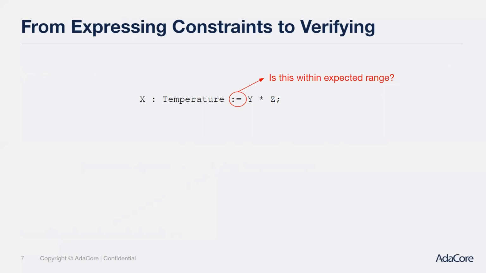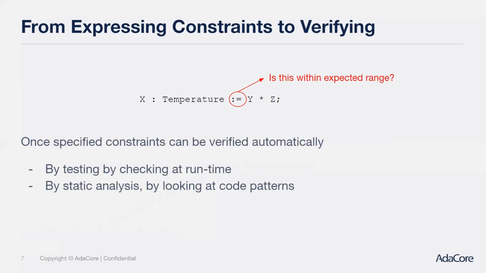So this is how you express. How do you verify? So let's take this example. I'm reusing that temperature type. I'm declaring here a variable named x, which is of this type, and I'm assigning to that variable the result of a multiplication y times z. How do I ensure that the multiplication is within the range that I expressed before? Traditionally, again, there are two ways. I could do testing and test various values and make sure that I don't have an error here. Ada will actually insert a dynamic verification if I ask it to.